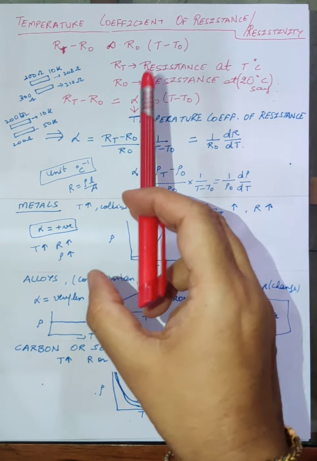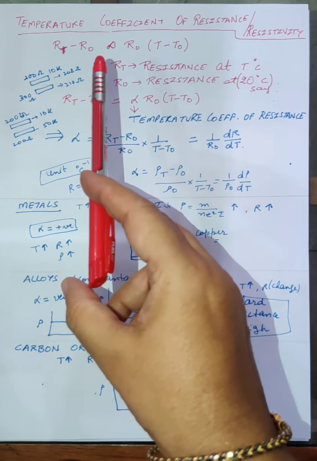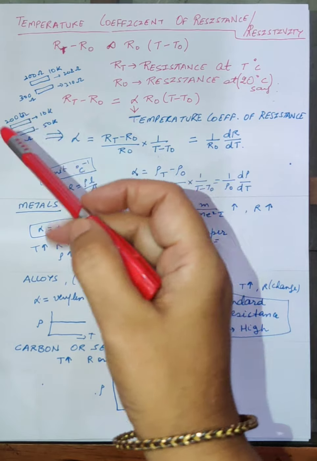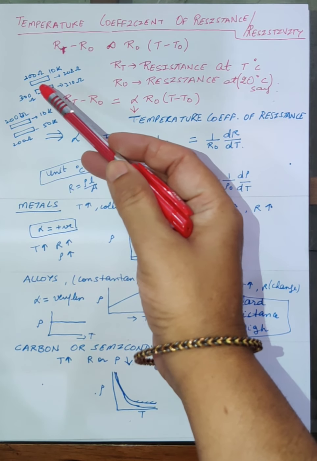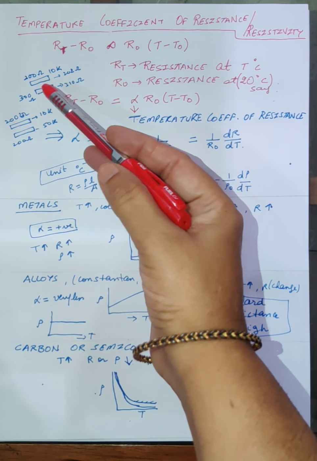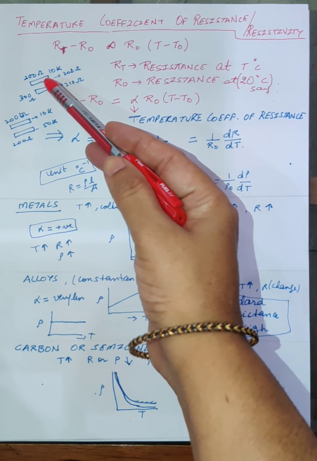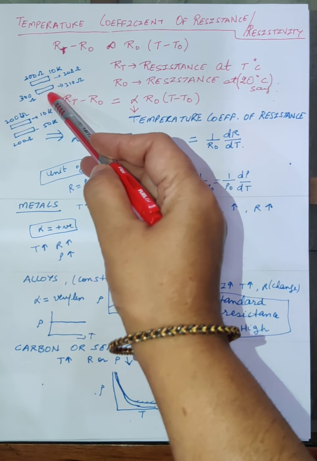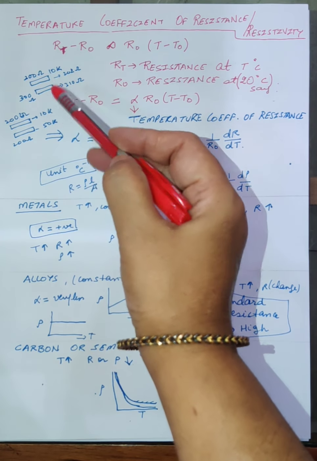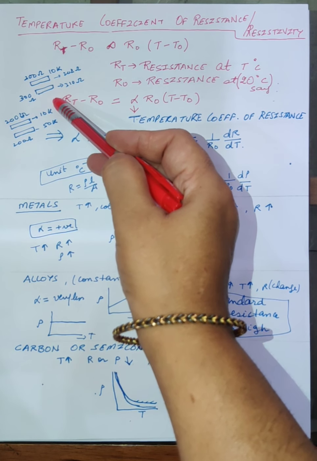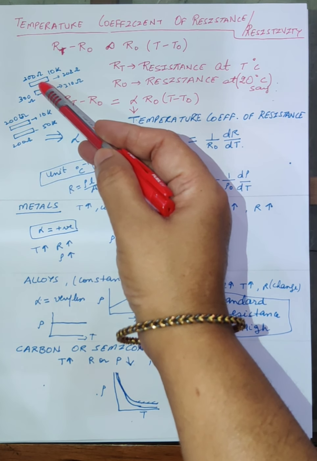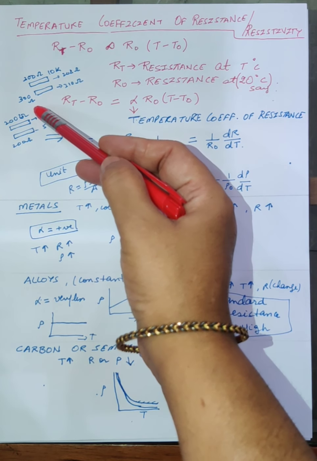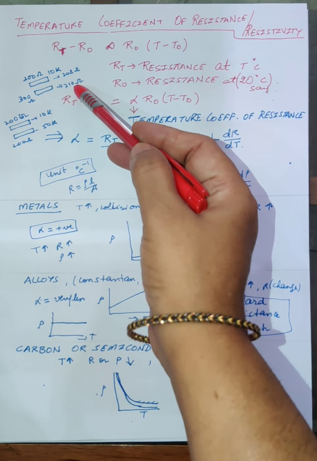So in this mind map class, we will study about the temperature coefficient of resistance or resistivity. Now suppose, children, you have two conductors. The first conductor's resistance is 200 ohms and the second conductor's resistance is 300 ohms. If you increase the temperature of both conductors by 10 Kelvin, you will find that the resistance of 200 ohms increases to 202 ohms and the resistance of 300 ohms increases to 310 ohms.